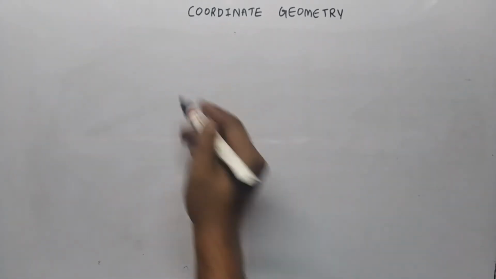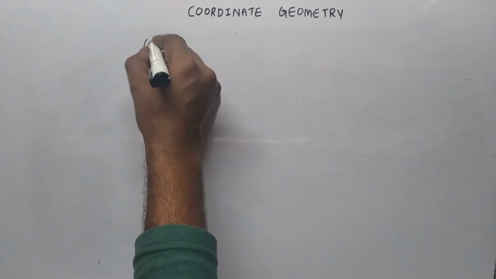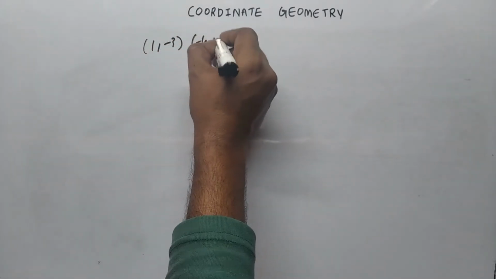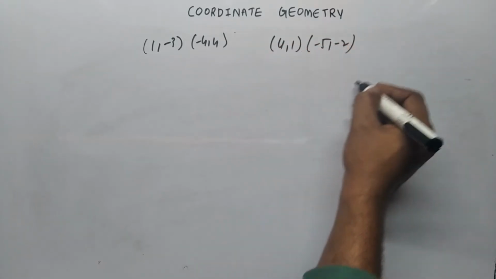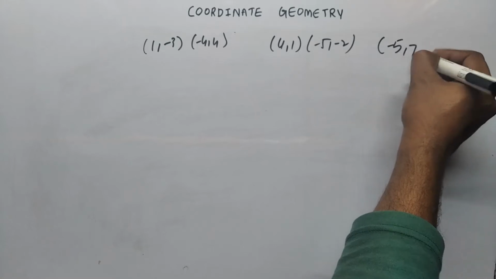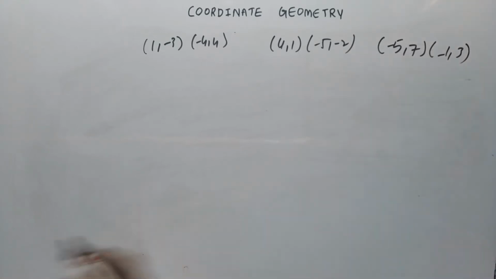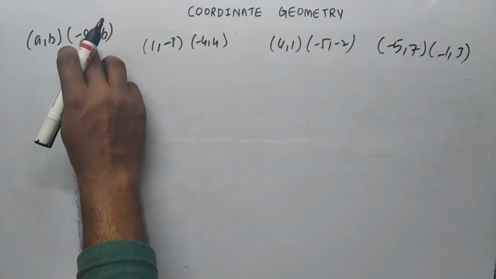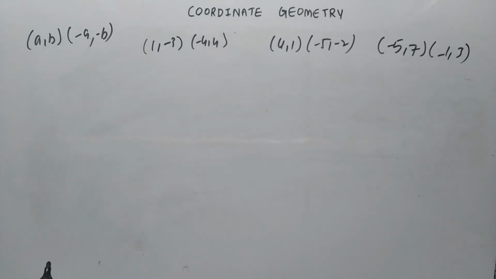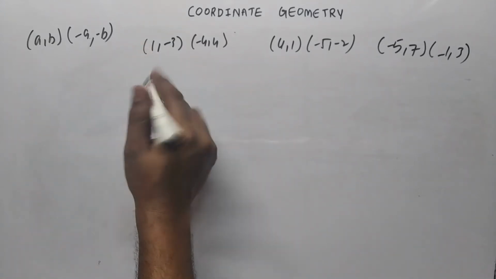Next I am solving some other questions. I am taking the questions 1 comma minus 3 and minus 4 comma 4; 4 comma 1 and minus 5 comma minus 2; minus 5 comma 7 and minus 1 comma 3. I'll take one more question as a comma b and minus a comma minus b. I gave the same questions for revision or practice, since many of them made mistakes. Let us try to correct this. First we'll do this one.